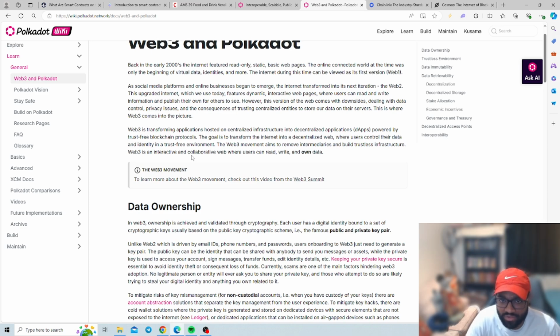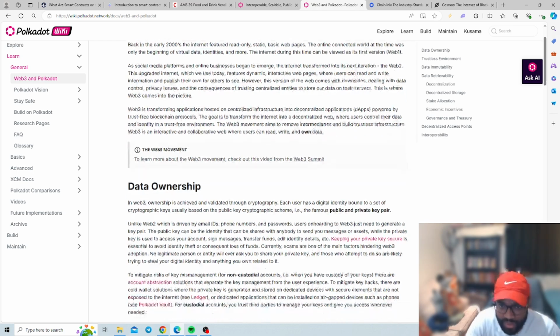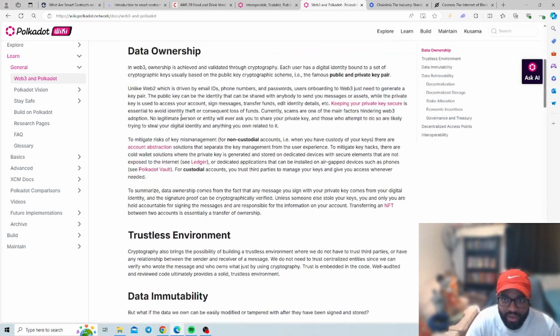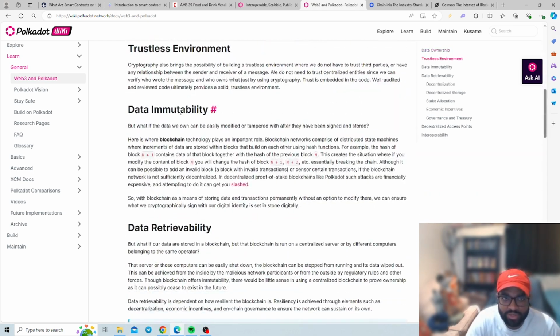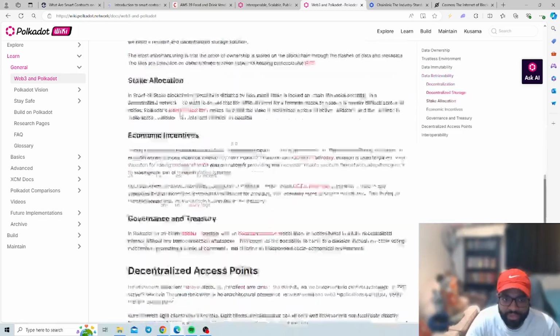The goal is to transform the internet into a decentralized web where users control their data and identity in a trustless environment. Web3 aims to remove the intermediaries and build a trustless infrastructure. Web3 is an interactive and collective web where users can read, write, and own their own data. So they have different data ownership, a trustless environment, and decentralization.